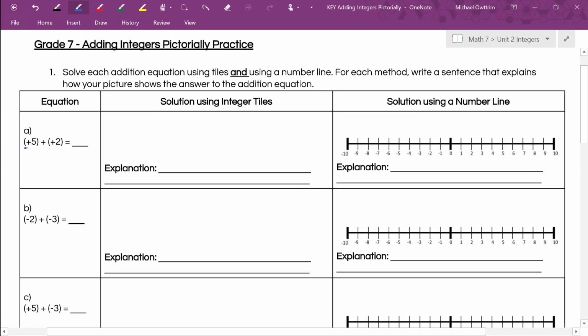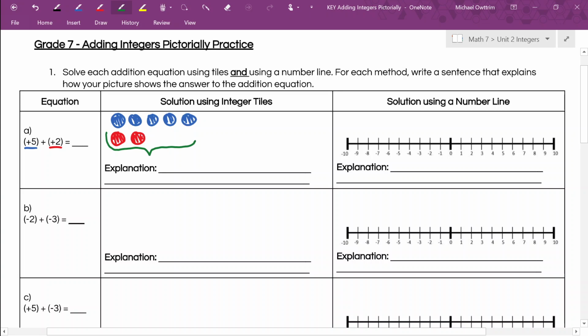To do this, I'm going to start by drawing my first integer. My first integer is positive 5. The 5 means 5 tiles, and the positive means all of those are shaded in. I'm next going to draw my second integer. My second integer underneath is going to be 2 positive tiles. The 2 means 2 tiles. Positive means shaded in. Since everything here is positive, nothing cancels.